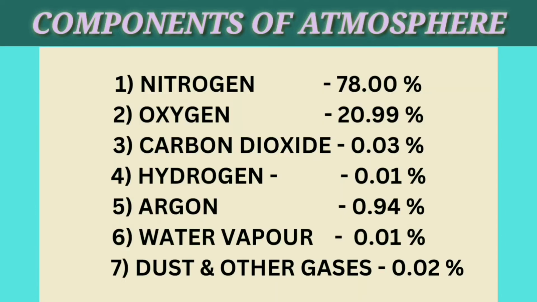Air contains 0.01% hydrogen gas. Atmosphere contains 0.94% argon gas. Atmosphere contains 0.01% water in the form of water vapors. Atmosphere contains 0.02% dust and other gases like helium, neon, xenon, and methane gas.